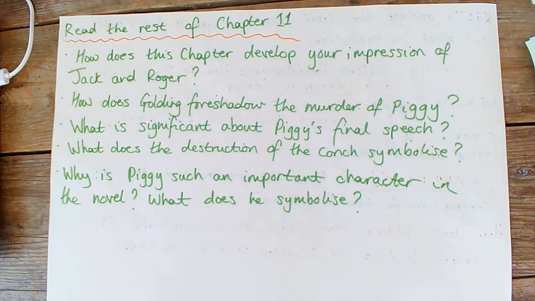So what is significant about Piggy's final speech? Think about this final speech that Piggy gives. What wider messages is Golding giving to us here? And what does the destruction of the conch symbolise?